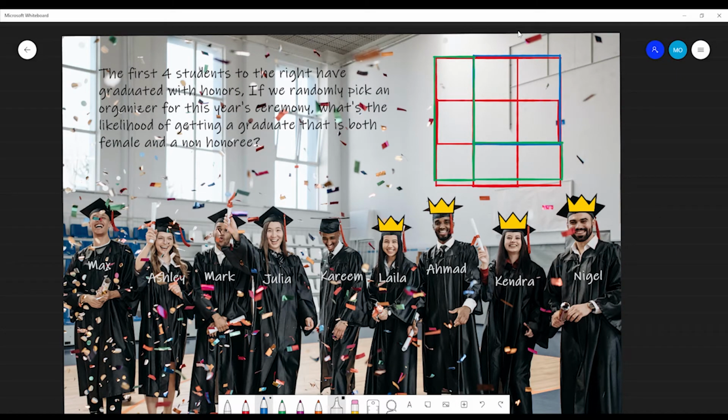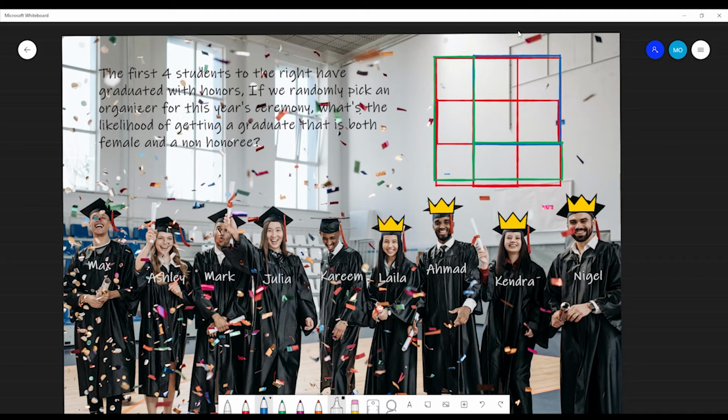The first 4 students to the right have graduated with honors, but now we wish to know that if we randomly picked an organizer for this year's ceremony, what is the likelihood of getting a graduate that is both female and a non-honoree? We considered in the last question these 4 squares to be the likelihood of getting an honoree, which is 4 out of 9, so that leaves these 5 out of the whole 9 squares to be a non-honoree. And we wish to know in this question those who are both a non-honoree and female.